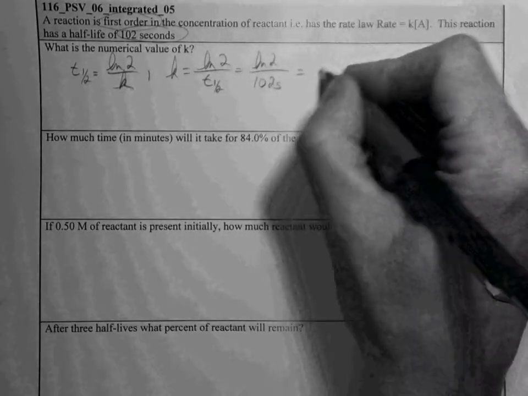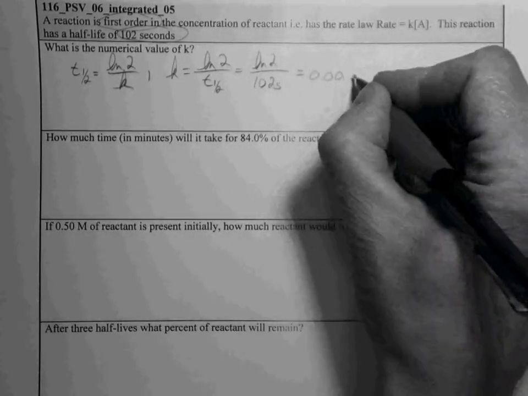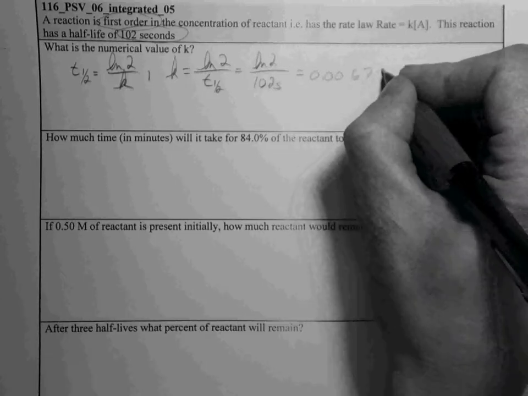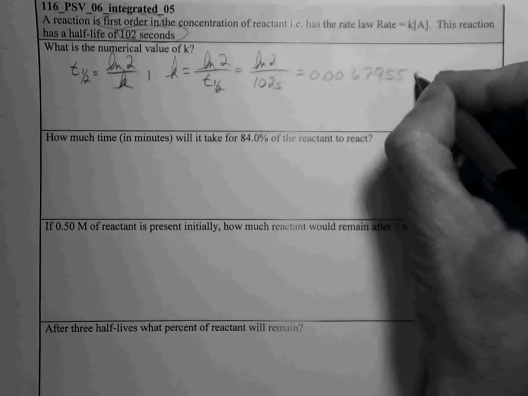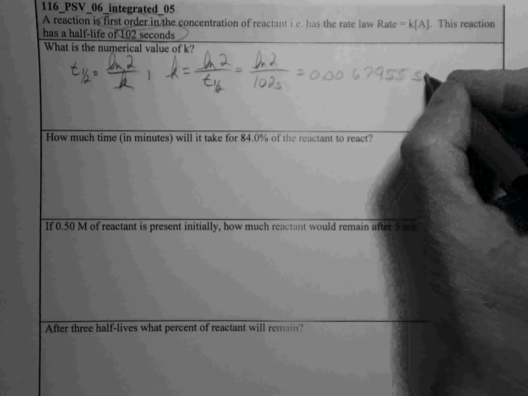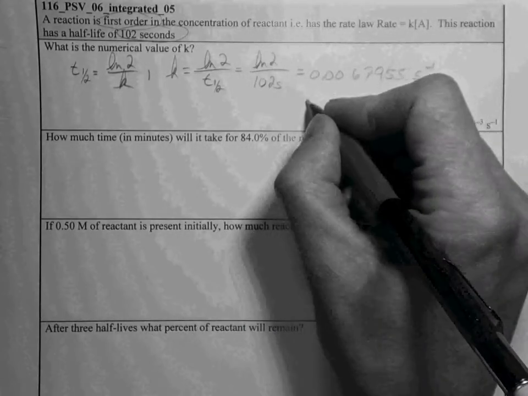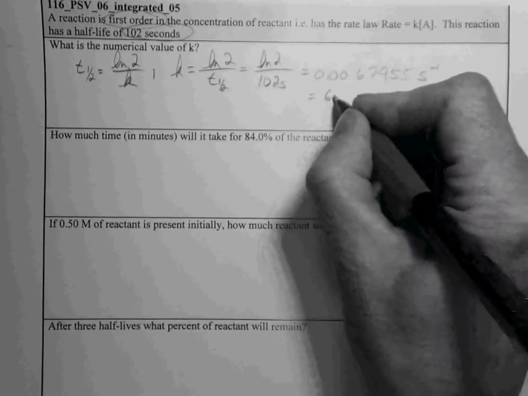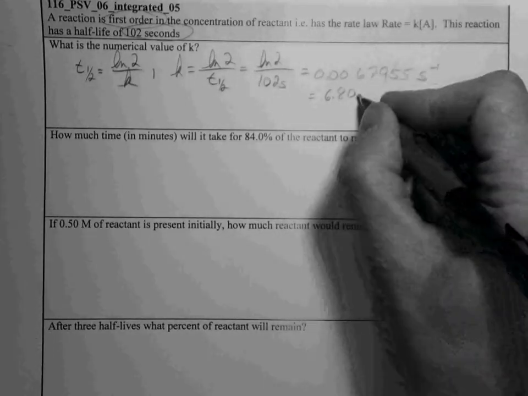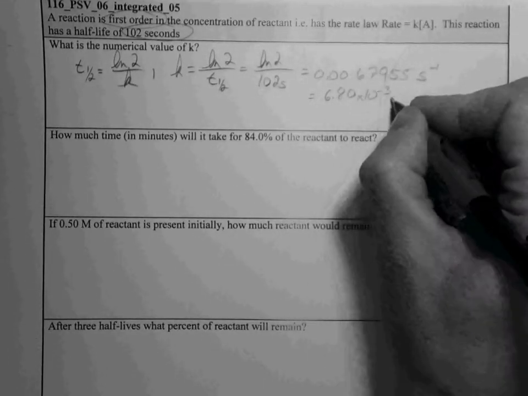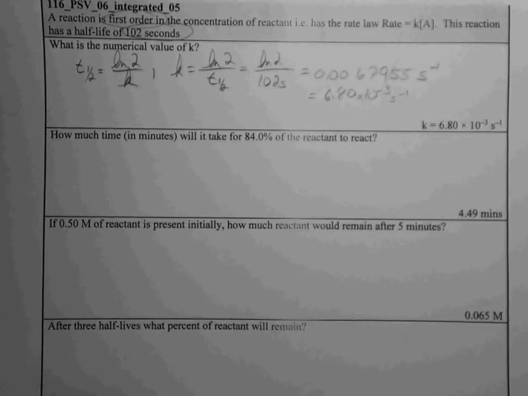And our numerical value is 0.006795 reciprocal seconds. And with 3 sig figs, it's 6.80 times 10 to the minus 3 reciprocal seconds.